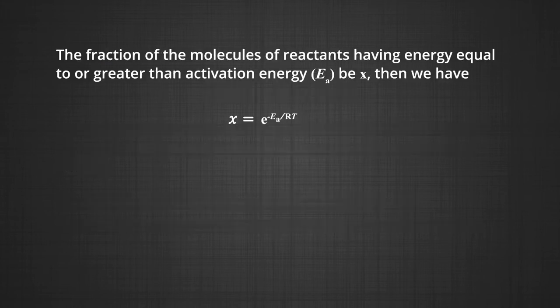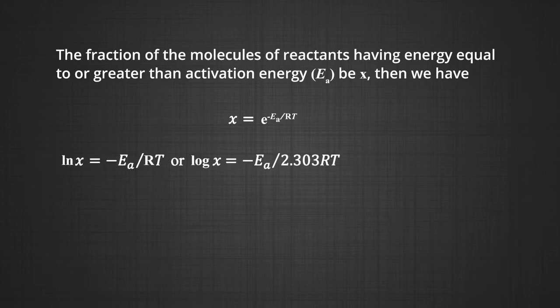Now let the fraction of the molecules of the reactants having energy equal to or greater than the activation energy be X. Then we have X is equal to e raised to the power minus Ea by RT. ln X is equal to minus Ea by RT, or log X is equal to minus Ea by 2.303 RT.